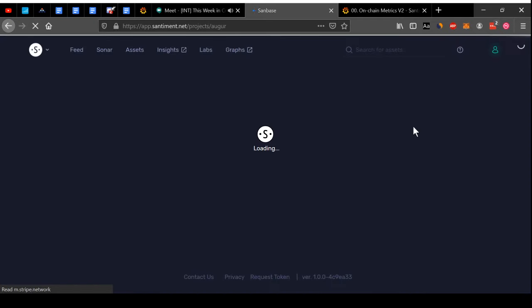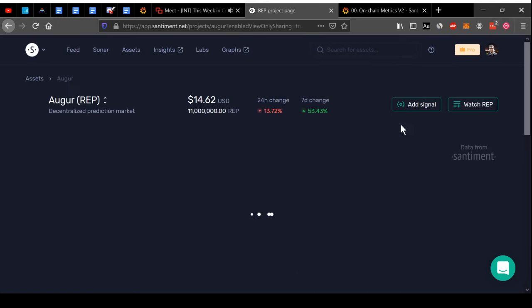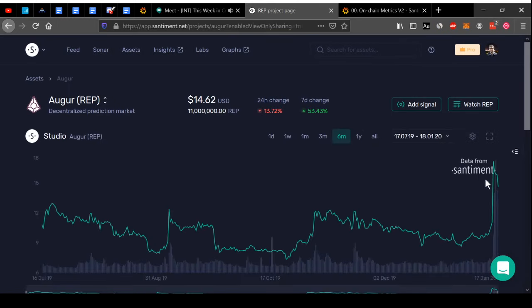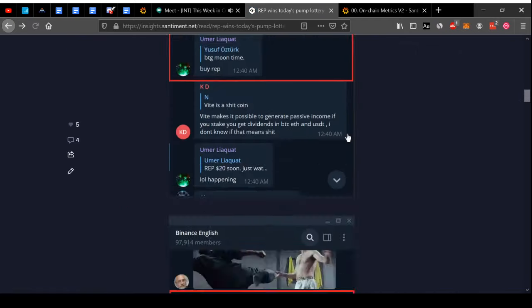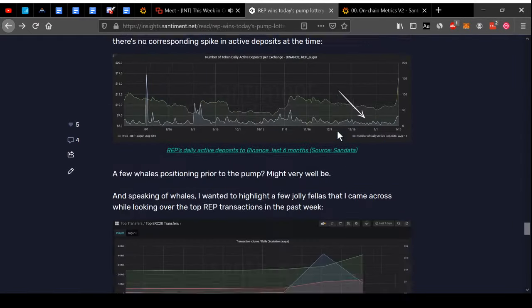If we look on Santiment, there should be a dip in Augur. Let's see. Yeah, it's already down 13%. There we go. So pretty much there were some telltale signs of a looming top. Now, what I wanted to share is an additional feature of ours, two of them really combined together.